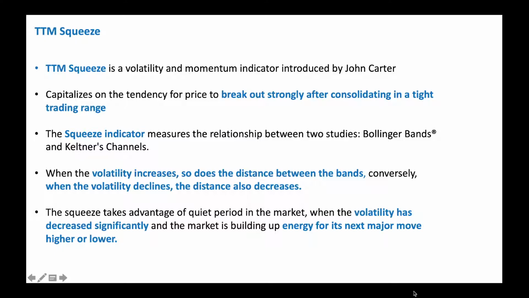What is TTM Squeeze? TTM Squeeze is a volatility indicator introduced by John Carter. It capitalizes on the tendency for price to break out strongly after consolidating in a tight range. Think about a scenario where you bought a stock but it did not move for a couple of months, and then you have to sell, but afterwards it moved. So it's a bad situation.